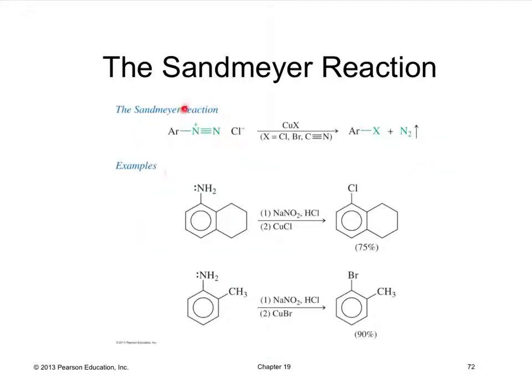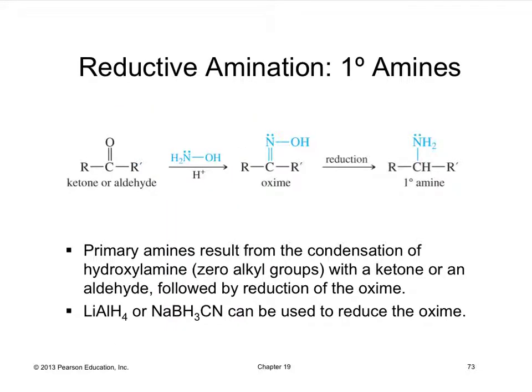Sandmeyer reactions will take the aryl diazonium salt, reacted with copper halide or copper cyanide, to generate the substitution and nitrogen as gas. So here's NH2 converted into the diazonium salt, and then copper chloride to replace the NH2 with Cl. NH2 is being substituted with Br, again converting into the diazonium salt and then reacting it with CuBr.